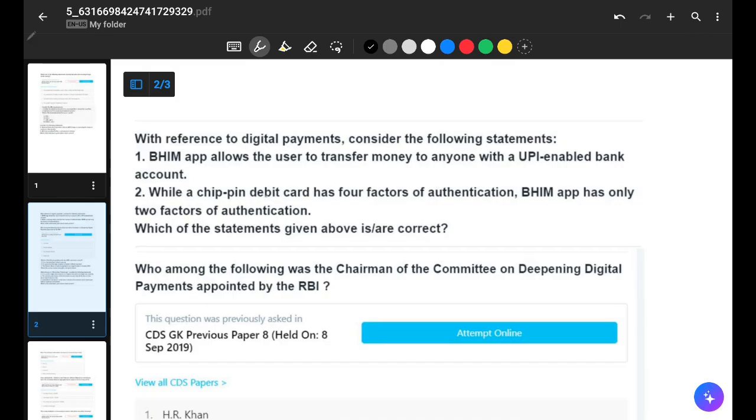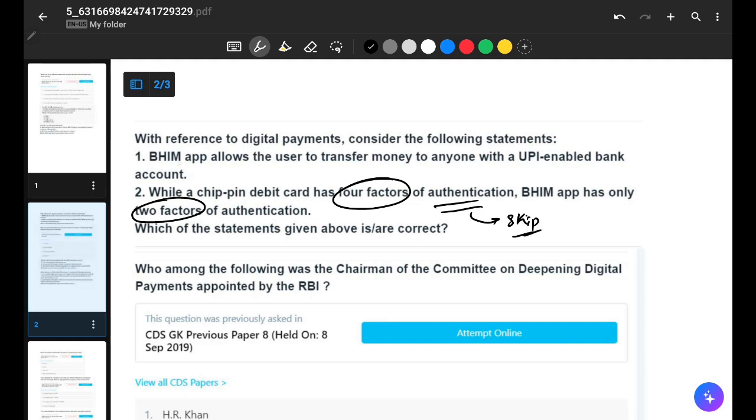Now we didn't study this, right? What is this? 4-factor of authentication, 2-factor of authentication. We didn't study all this. So these type of questions can come in the prelims. You should be ready to skip these questions or take risk. Ideally, these kind of questions you should skip them because nobody will know this.